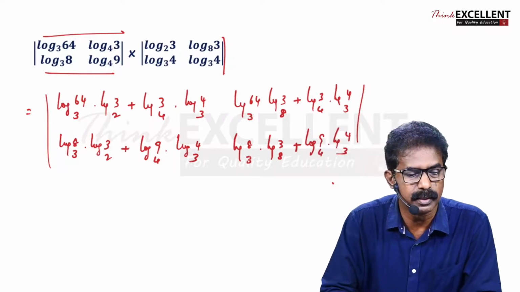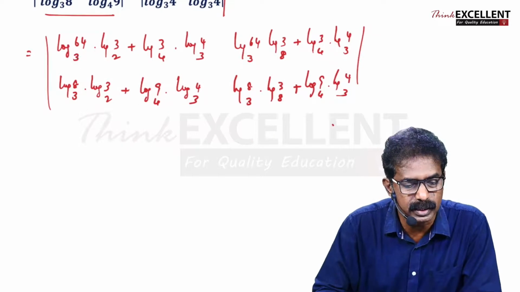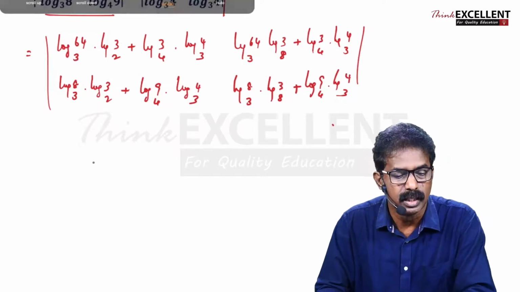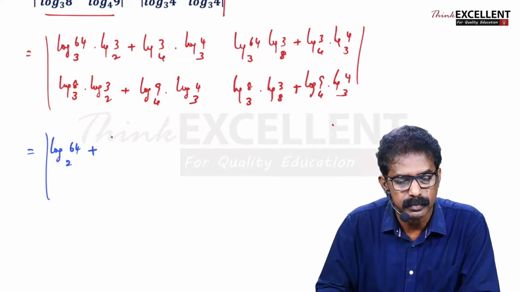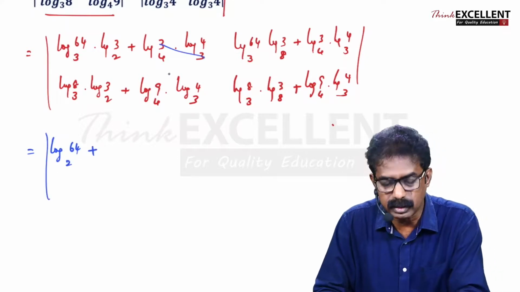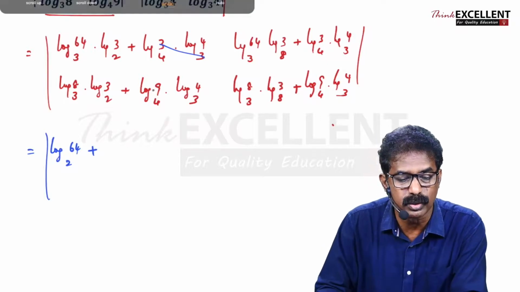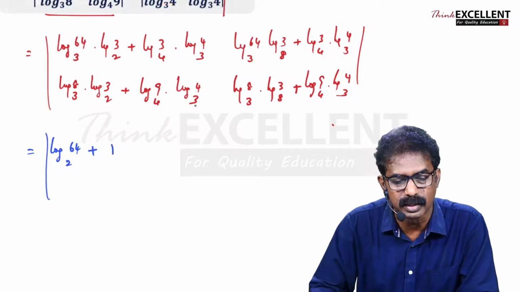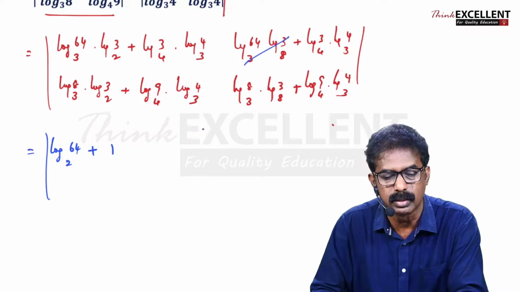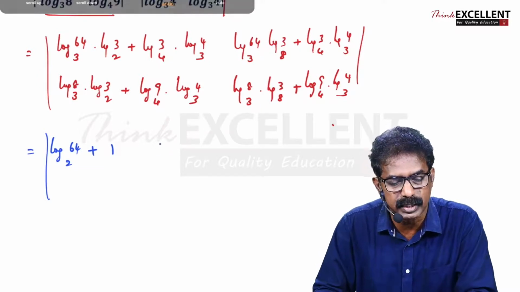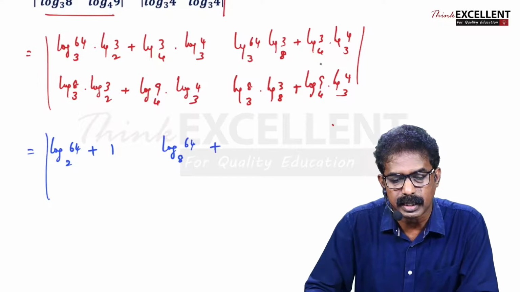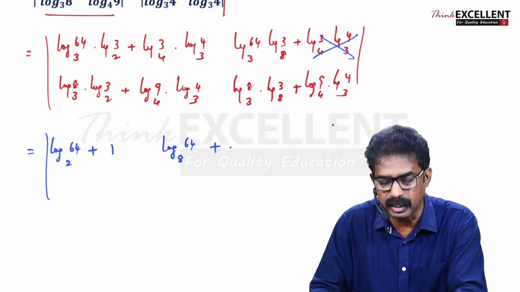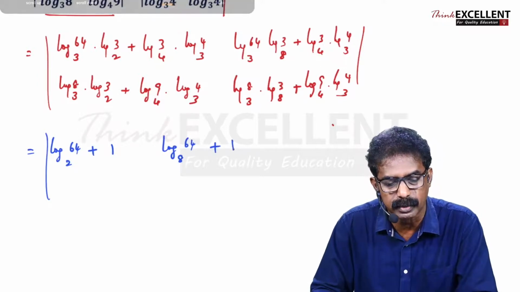Now please listen. The properties and all you have to remember. See these 3, 3 cancel. Leave it: log 64 to the base 2, plus here these 3, 3, and the other also 4, 4. So your answer is 1 for the next one. Now come here, 3, 3 equal, no? So leave it: log 64 to the base 8, plus next one here 4, 4, here 3, 3, right? Both are same, so the answer is 1.